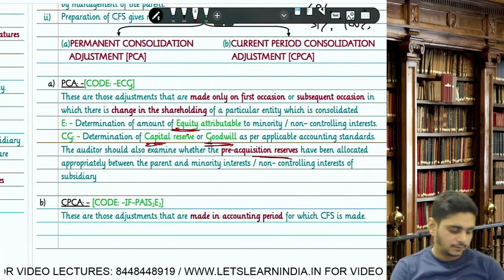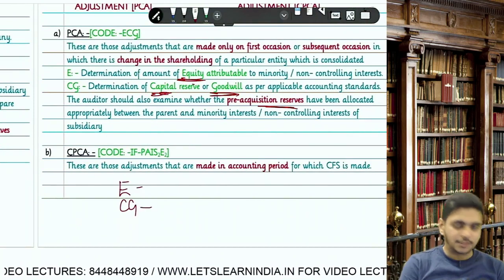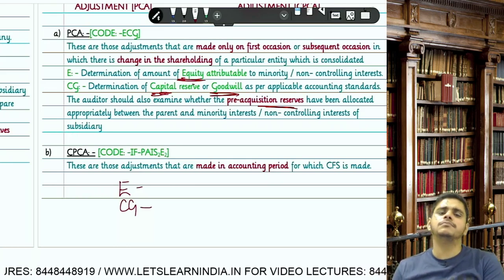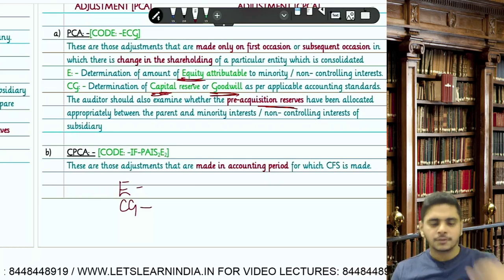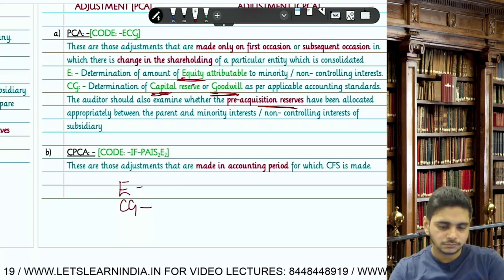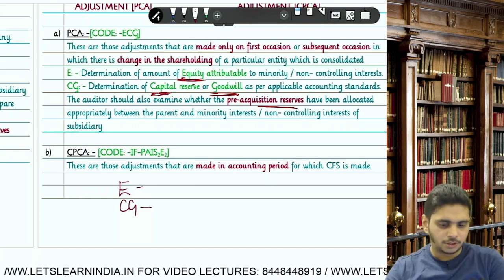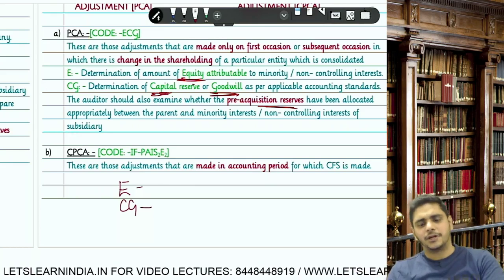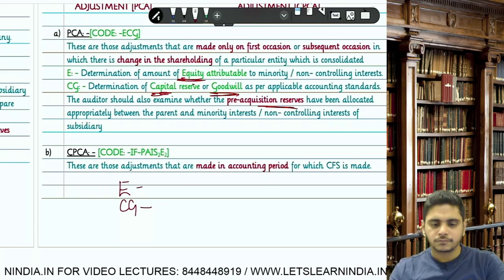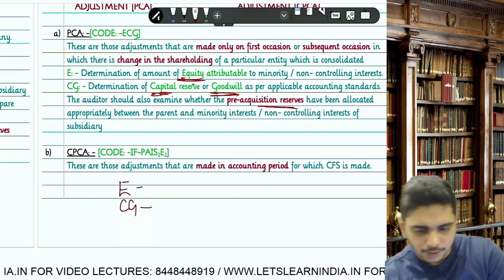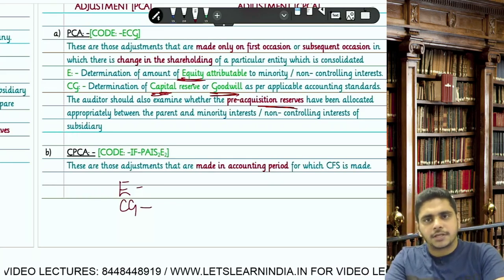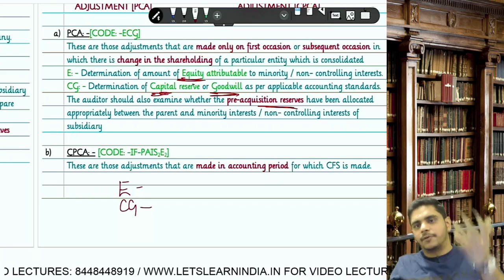Now below that, ECG, like this, ECG. E, determination of amount of equity attributable to minority or non-controlling interest, and in bracket write NCI, because now we'll be reporting NCI only.